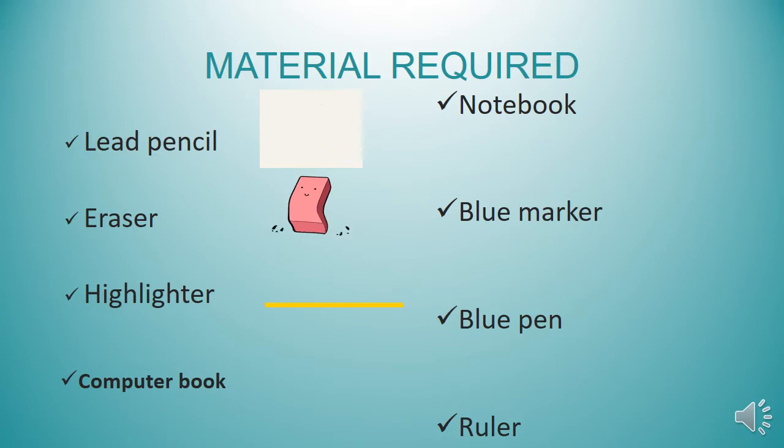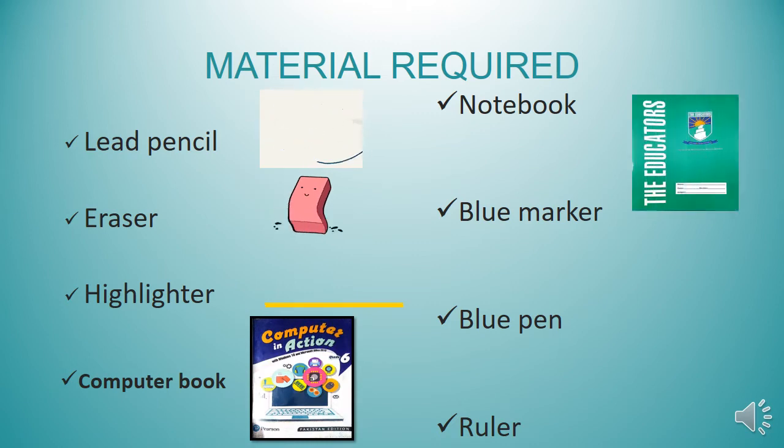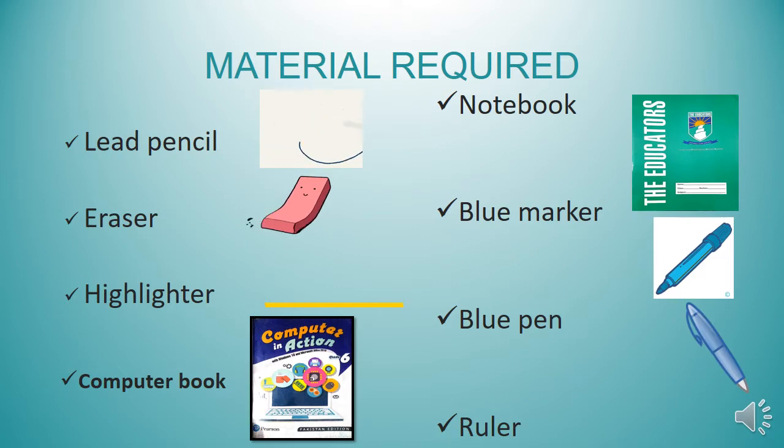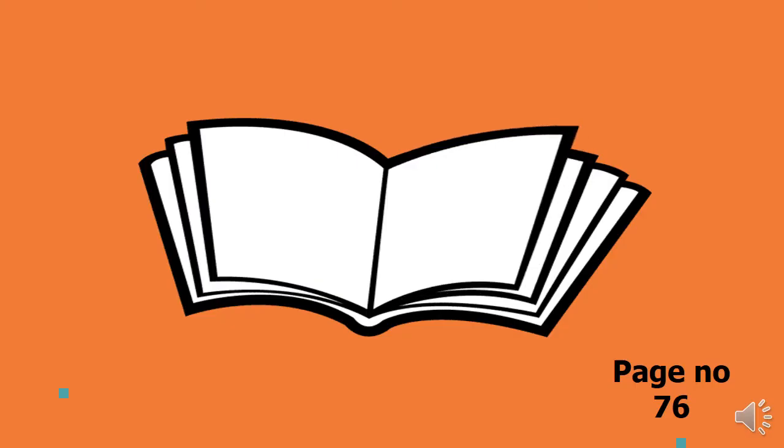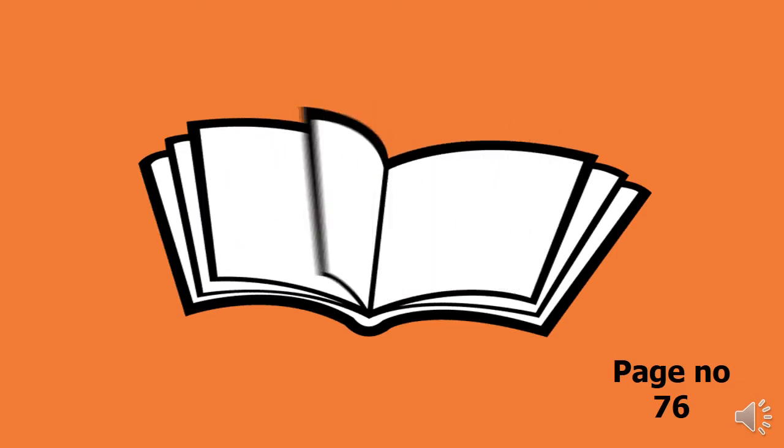The material that you have to arrange for this lesson is a lead pencil, eraser, highlighter, computer book, notebook, a blue marker, blue ink pen, and a ruler. Dear students, please open page number 76 of your computer book.